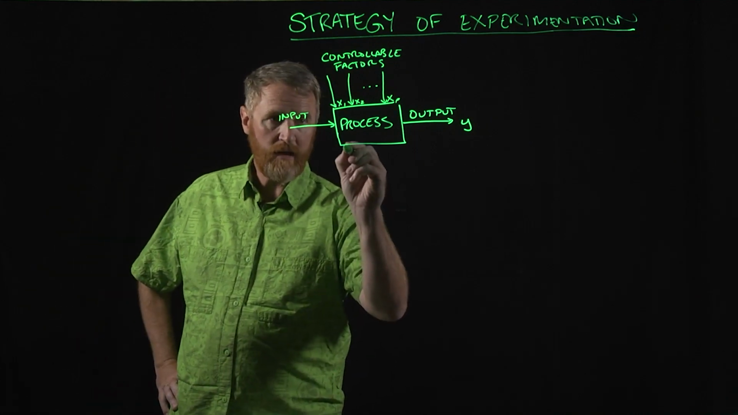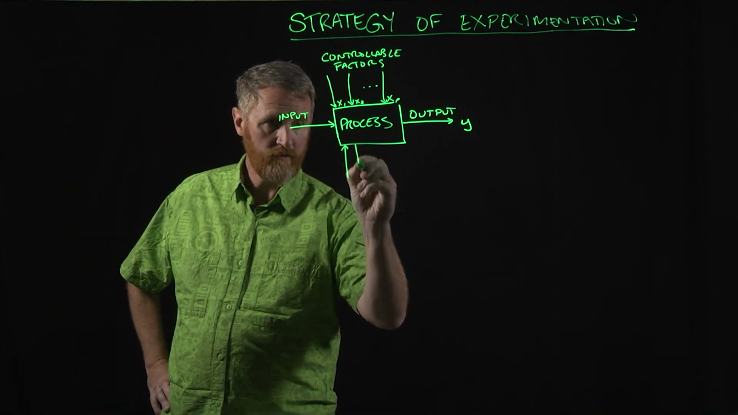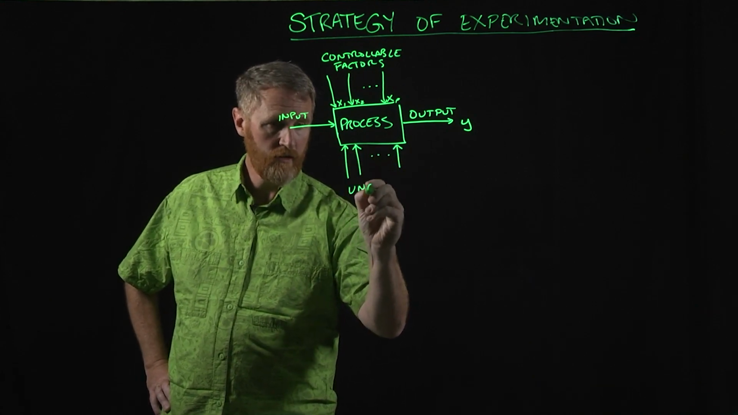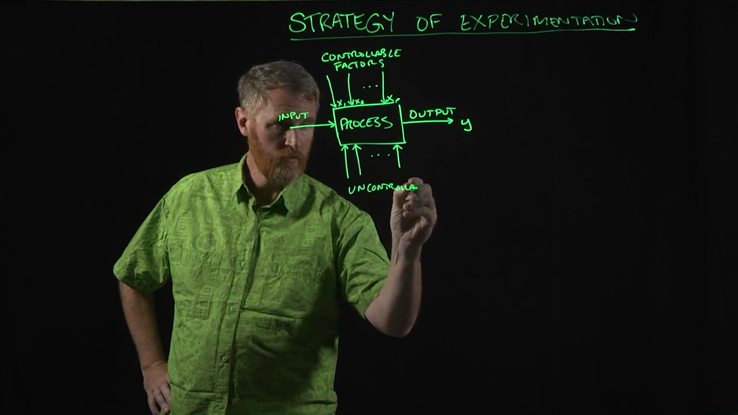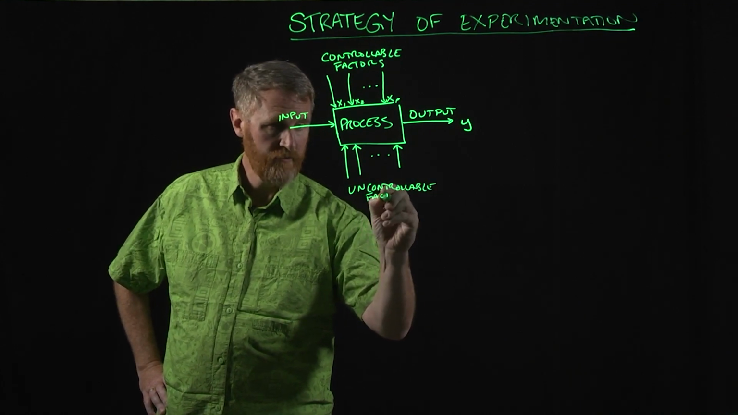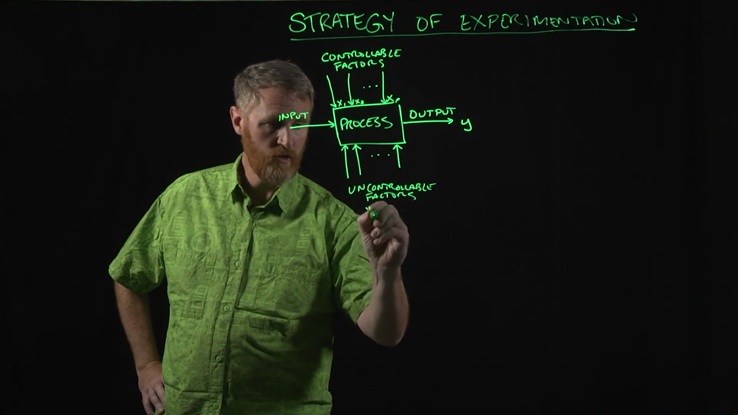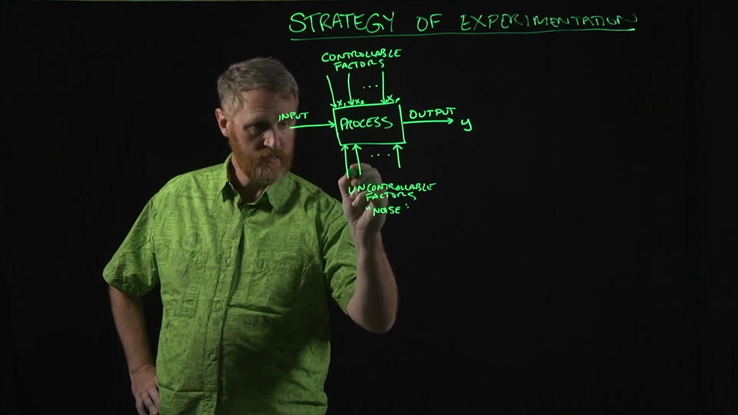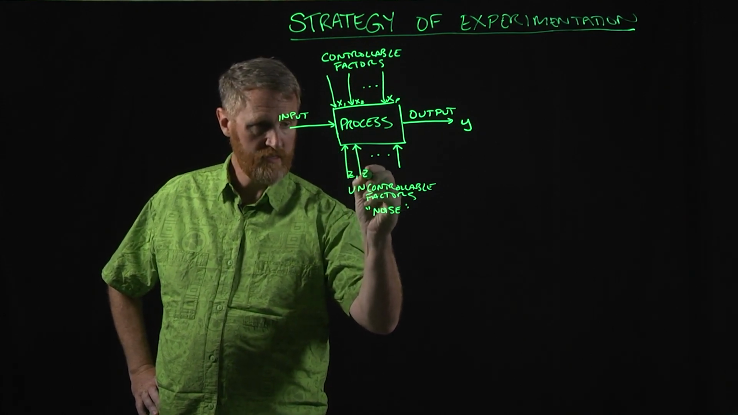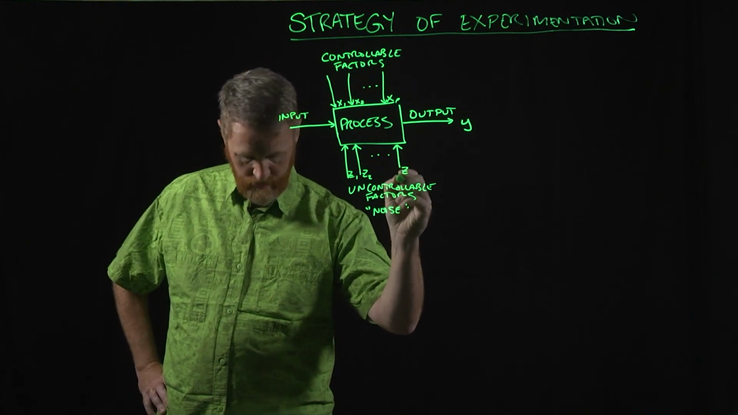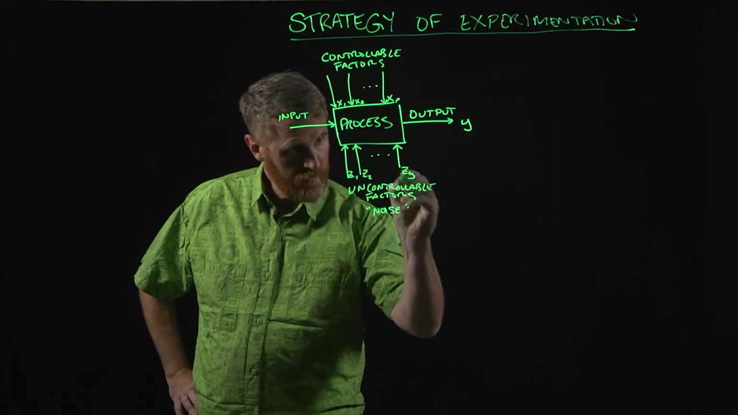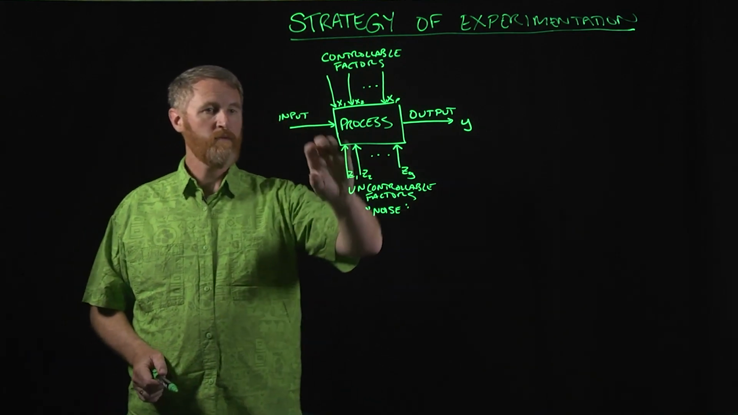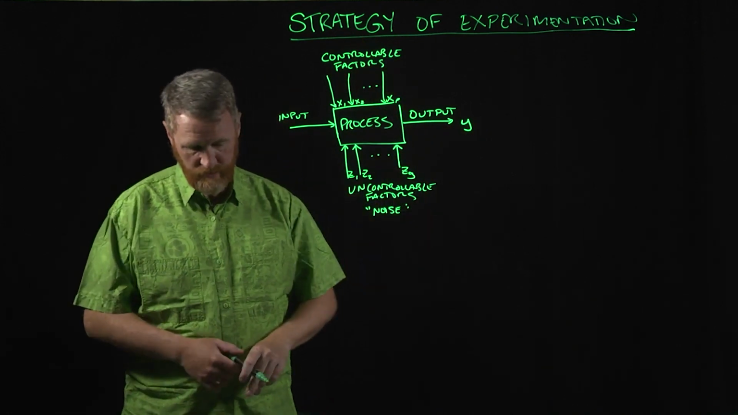And then you're going to have a set of uncontrollable factors, right? Same kind of thing here. These are uncontrollable factors. We sometimes call these noise variables. And so we'll use z1, z2, up to zq factors. Okay? So we have a process. We have input variables, output variables. We have a bunch of factors.